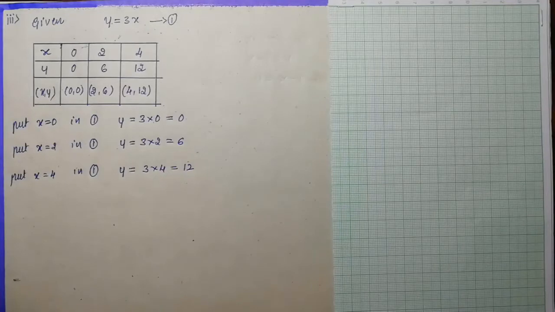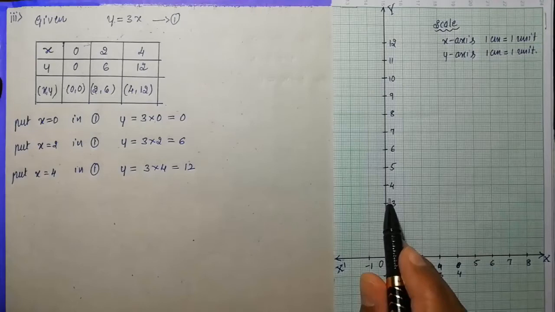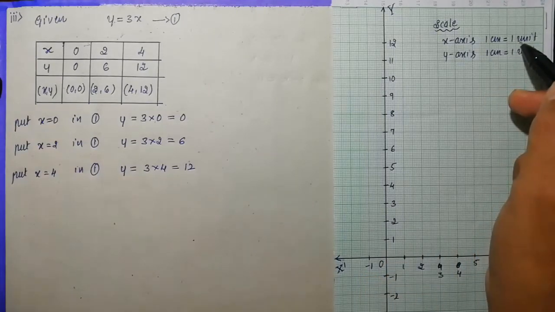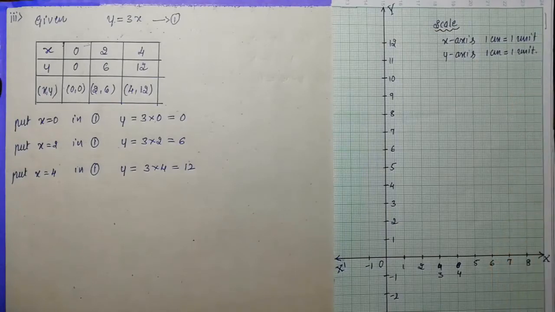Now I have to plot the graph. I have drawn the coordinate plane already, with the same scale, but you can take a different scale here. If you want to write 2, 4, 6, 8 here, and here also 2, 4, 6, 8, then it will become 1 centimeter is equal to 2 units. You can take that kind of scale also, but I'm not going to take that. I'm going to take the previous scale as it is.